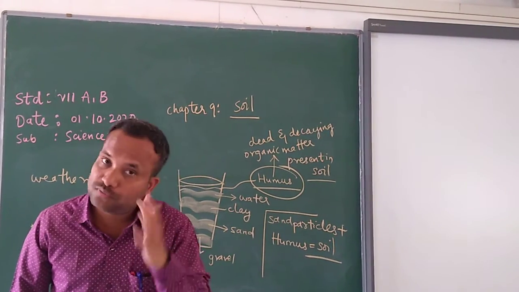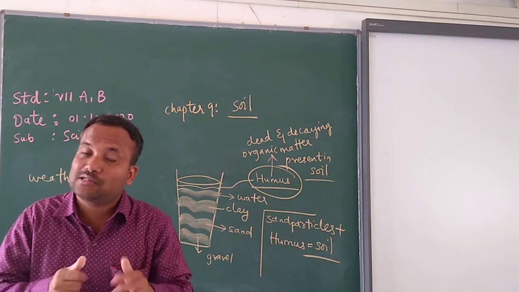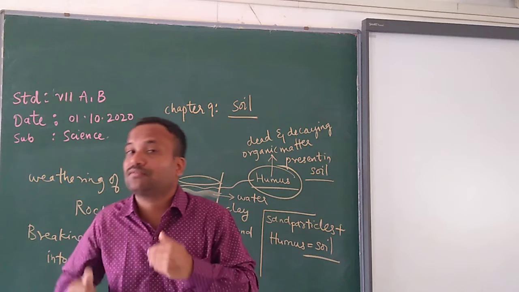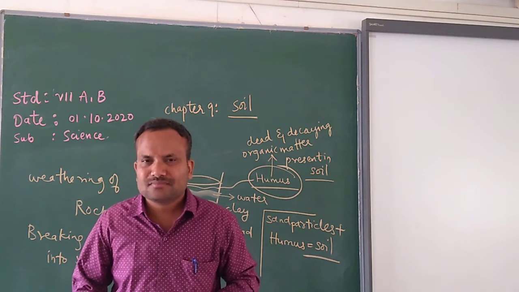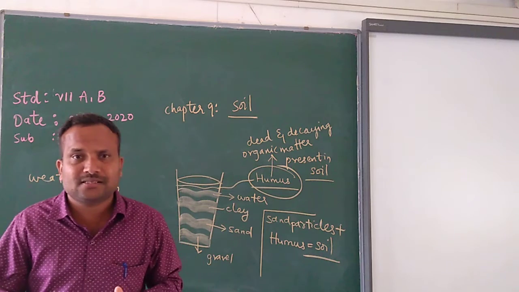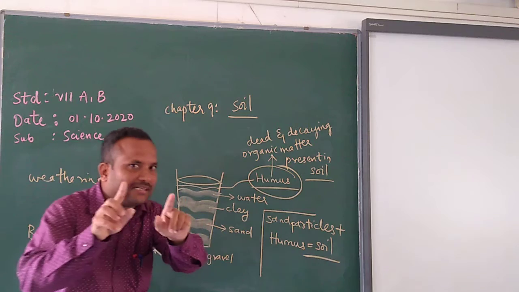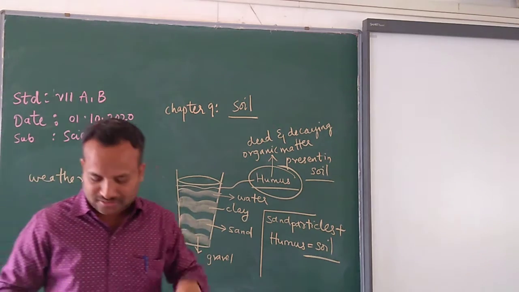Humus can absorb a lot of water. Humus can absorb a lot of air. Humus contains a lot of nutrients, which is fertile, which is good for the crops, which is good for the plants. This humus is present in the top soil, children.